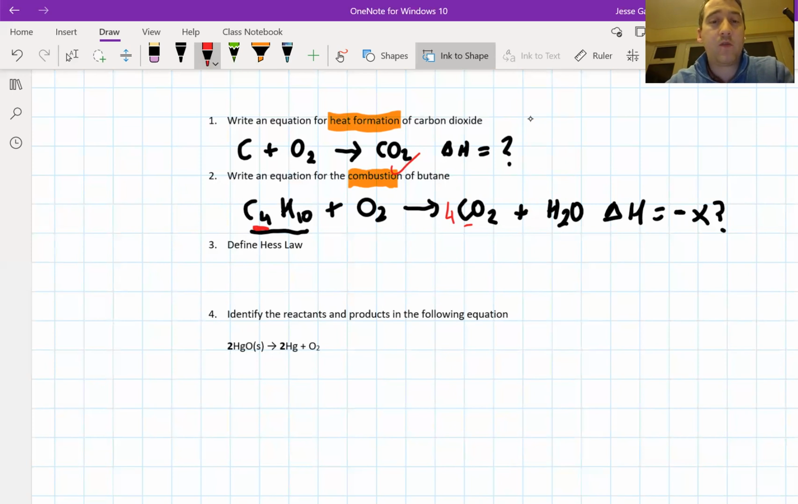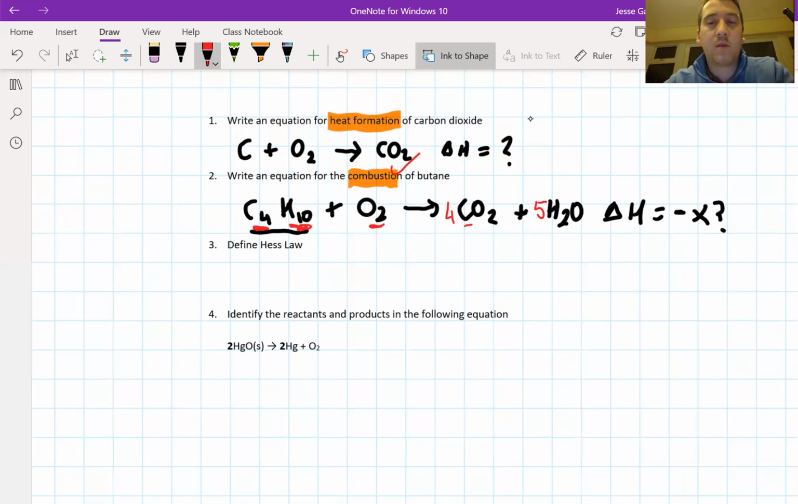Okay. Right. Next thing I'm going to do is check the hydrogens. Why am I checking the hydrogens next? I'm going to leave the oxygens to the end because they're by themselves and they're the easiest to fix. So let's do the hydrogens next. Oh, sorry, 10 hydrogens on the left, 10, and only 2 on the right. So I can make this 10 by putting a 5 in front. That's 5 times 2 is 10.